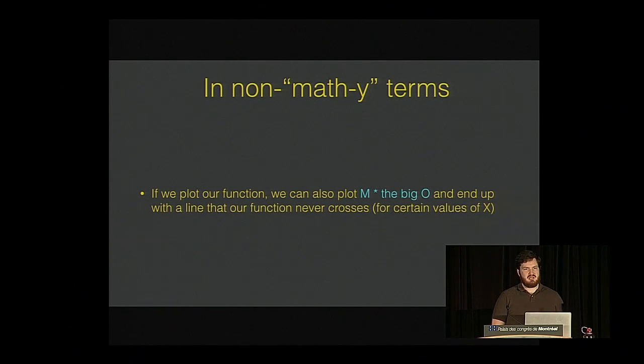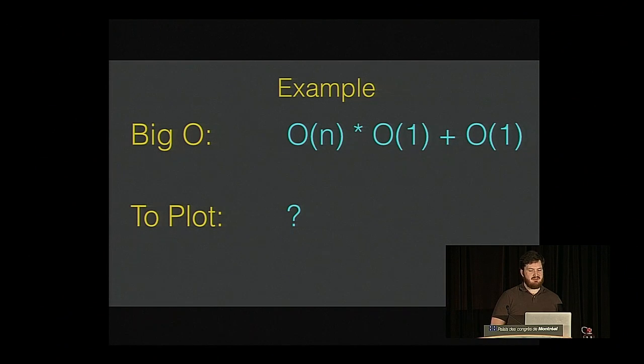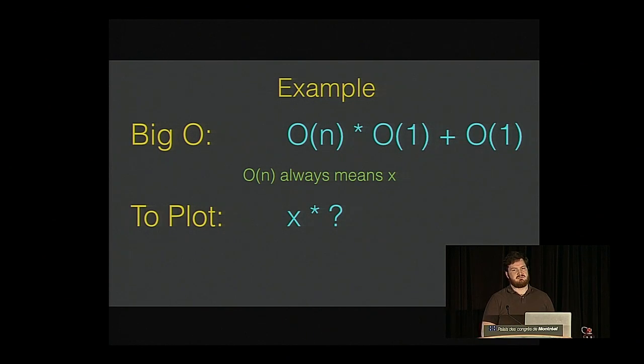So the question is, how do we plot big O? Okay, so we have big O of n times O of 1 plus O of 1, and we're going to plot something. O of n always means x in our graphing, and that's because it increases over time, and we want to see how this function changes. The amount of time it takes changes over time. So we substitute x for O of n.